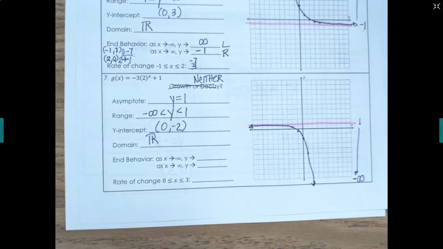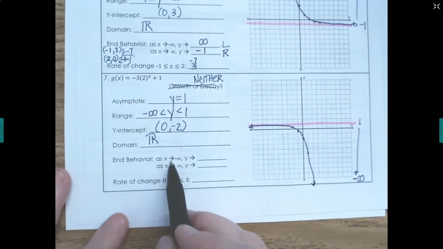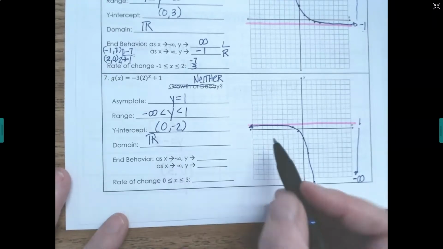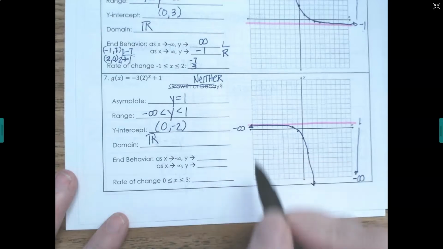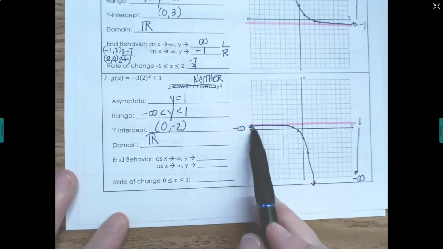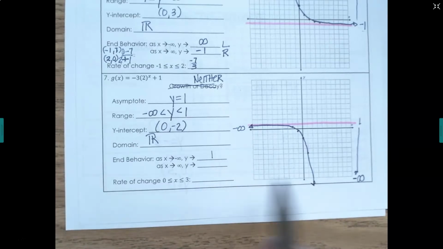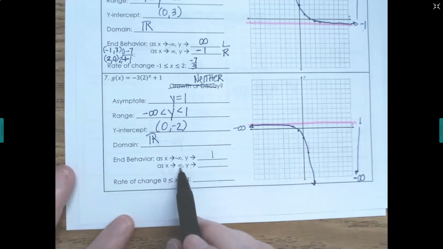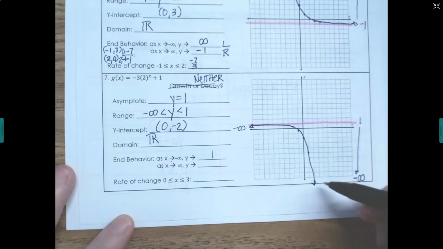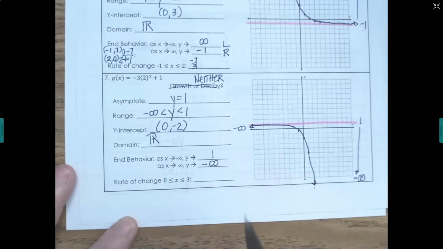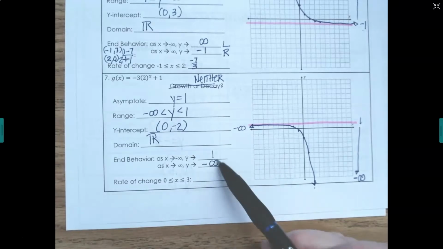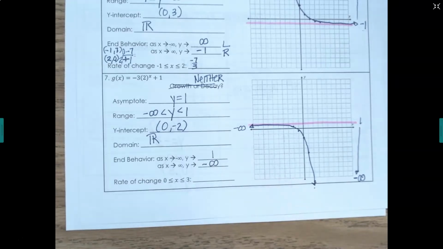End behavior. Okay, let's pay attention. As x's approach negative infinity, that's the left-hand side, so this is where x's are negative infinity. See how it's right next to your asymptote right there? And your asymptote is 1. On the right-hand side, as x's approach positive infinity, so they're talking about the right-hand side of the graph, what are the y values doing? They're going down forever and ever into negative infinity. Notice it matches your range as it should.